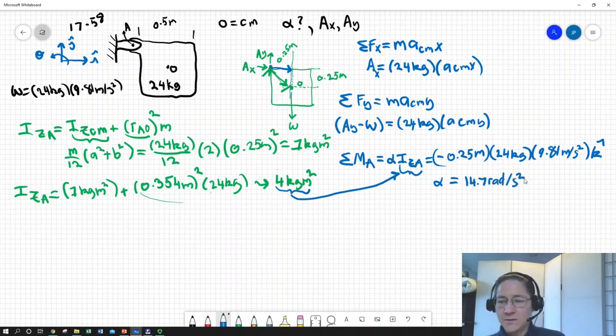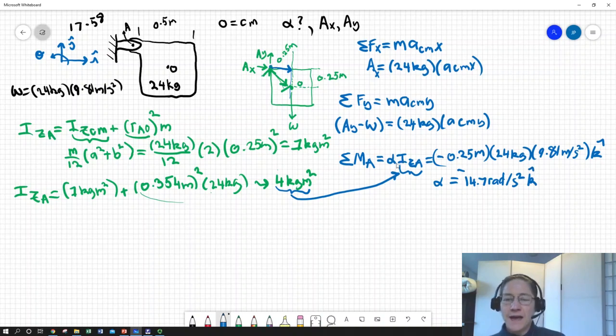And we'll put a sign on it here. It didn't change sign because moment of inertia is always positive or 0 for a particle, but it isn't going to have a negative sign. So this was in the negative k hat, meaning it's going clockwise. So alpha stays clockwise, and of course planar motion says it's in the k hat direction.